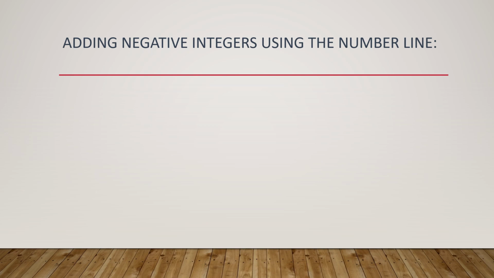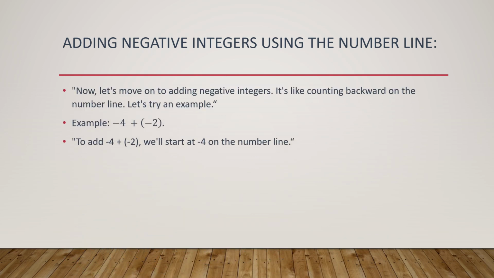So, adding the negative integers using the number line. Let's just see over here. So now let's move on to adding the negative integers. It's like counting backwards on the number line. Let's try an example. So for example, you want to add -4 plus -2.